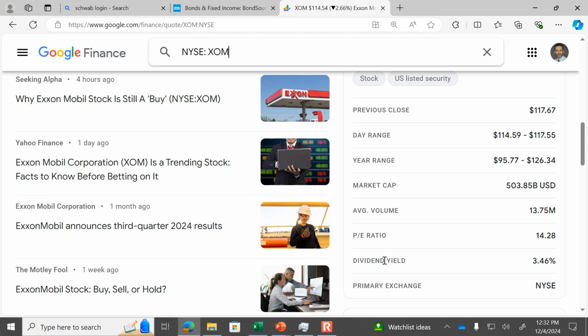But look, ExxonMobil pays a pretty nice dividend, 3.46%. That's more than a lot of savings accounts pay. And so when you buy ExxonMobil, you're getting not only the dividend, but also the possibility that their share price may increase over time. So you have the potential to make money through dividends and also through share price appreciation. What do you think would be the downsides of buying ExxonMobil stocks?